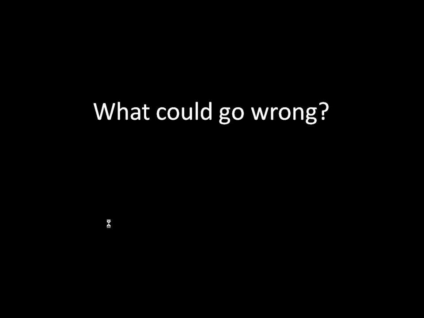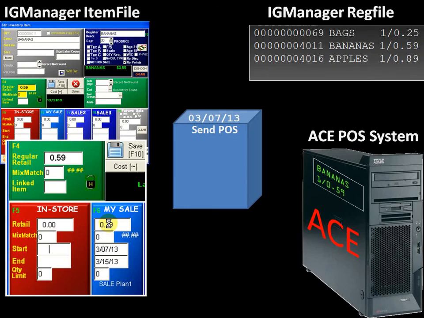Now, what could possibly go wrong in this situation? Well, let's go back to our first scenario where it's the 7th and we're trying to start the sale, which would match the way we started this whole presentation. We're back to 59 cents at the register, 59 cents in reg file, and it's the first send on the 7th. So once again, send POS asks bananas, what price do you want to be today? Bananas comes back and says 29 cents.